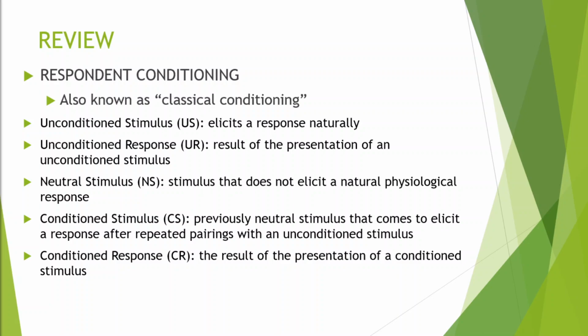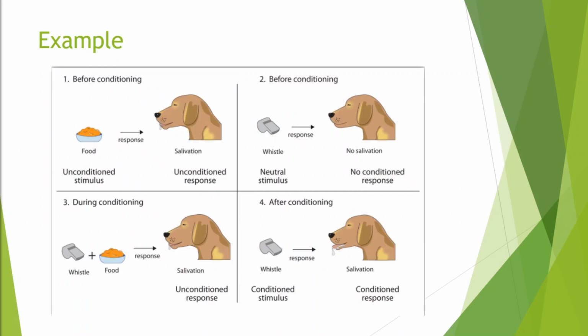So these are a lot of terminologies. So let's go over an example to clarify what all this means. So let's think about Pavlov and his dogs. So before conditioning, we would have a dog who would salivate at food. So in this case, food would be the unconditioned stimulus. And then the unconditioned response is that the dog would salivate at food because they would start to get hungry.